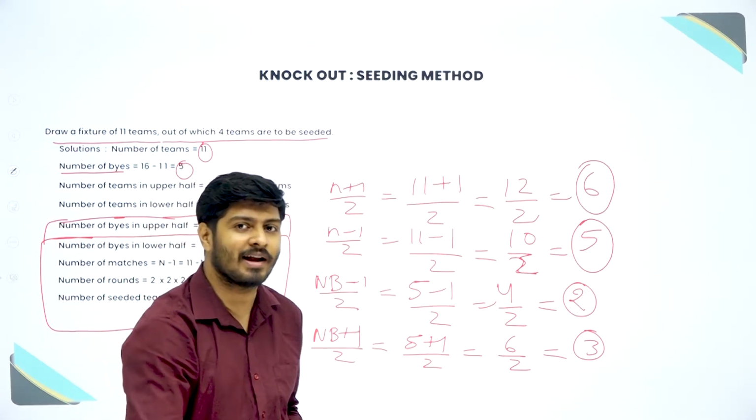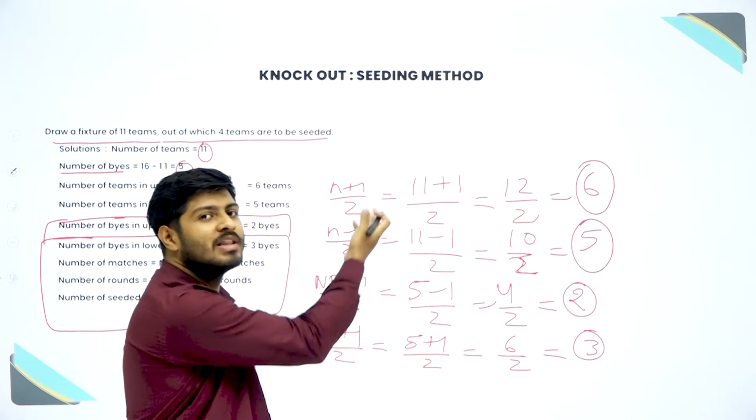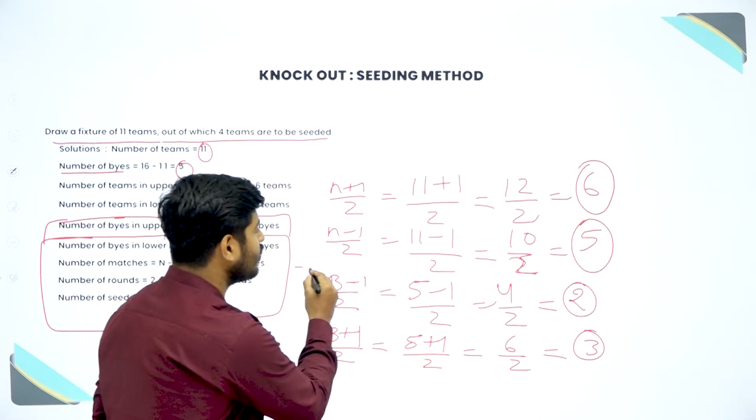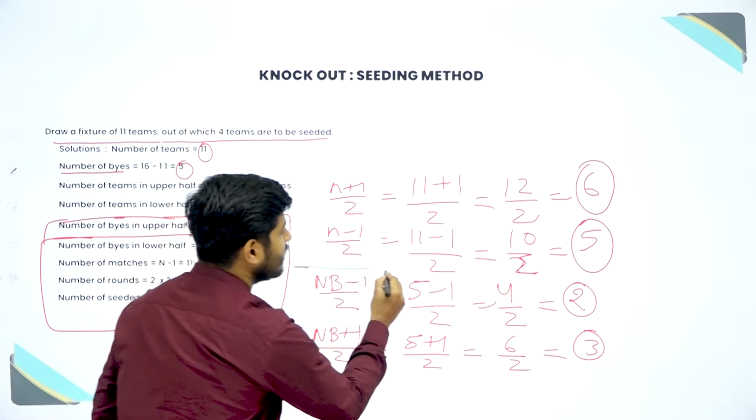That is the confusion you may get. You may switch this, right? You may mistakenly do N minus 1 by 2 for the upper half, but that is for the lower half division of the teams. So we are talking about two different things here. Okay?